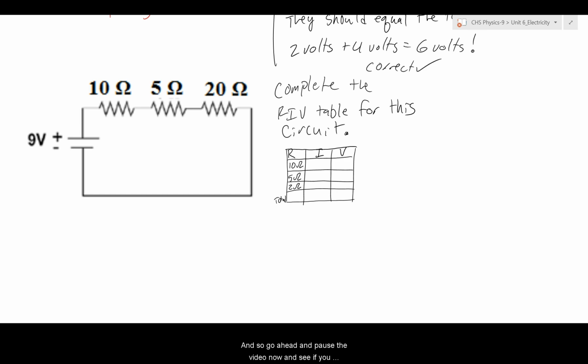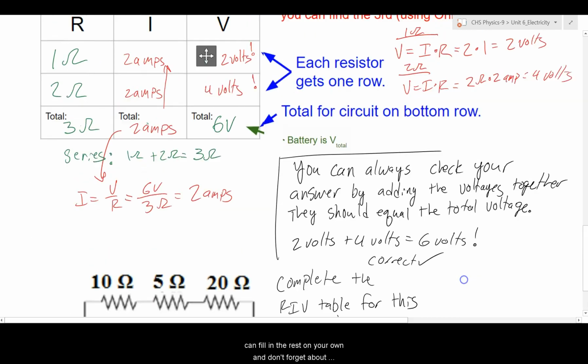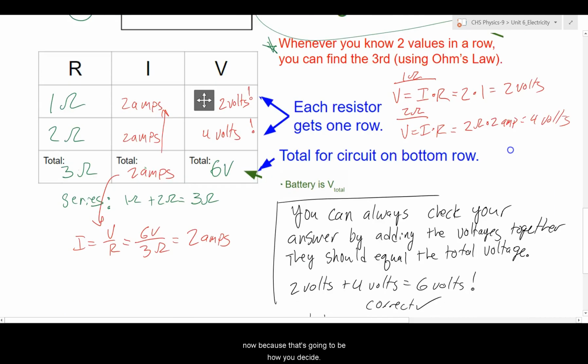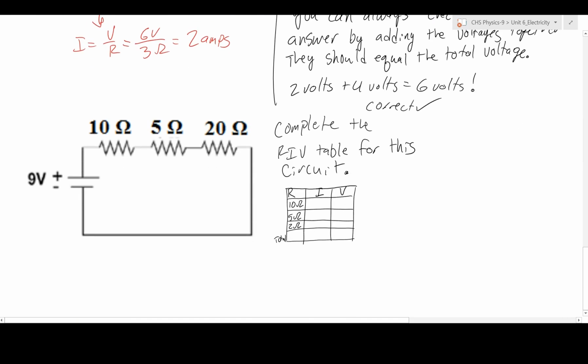And so go ahead and pause the video now and see if you can fill in the rest on your own. And don't forget about these rules. You should have them written down in your notebook. If you don't, make sure you write them down now, because that's going to be how you decide how to do your table. Okay, here come the answers in just a little bit.